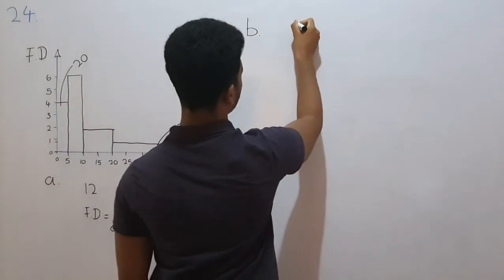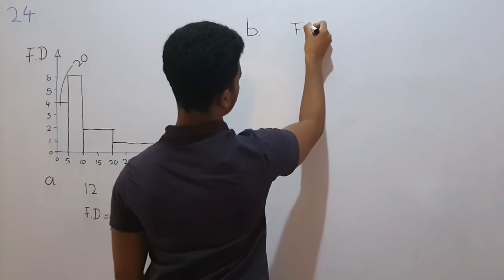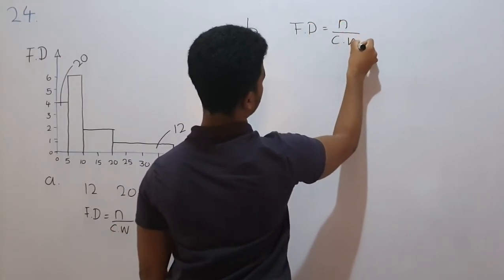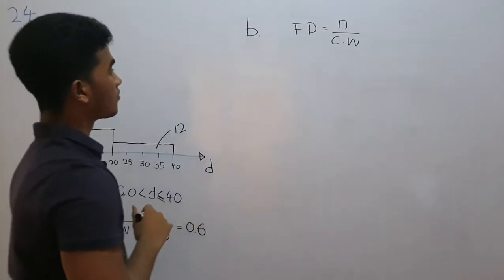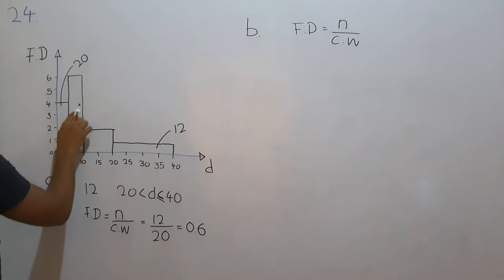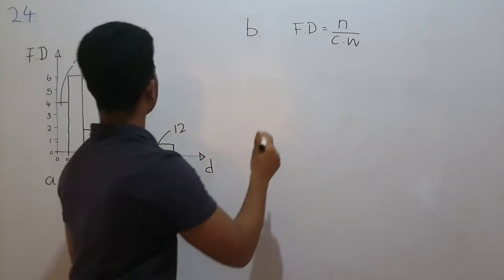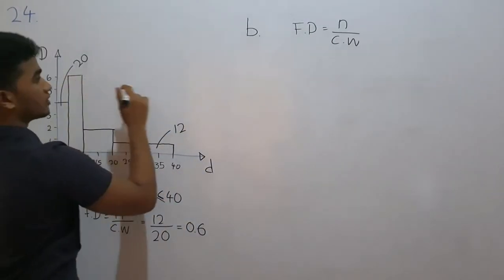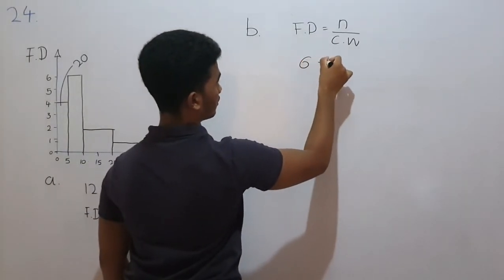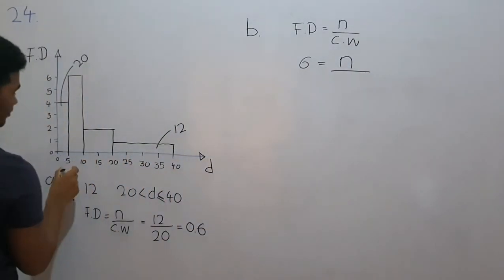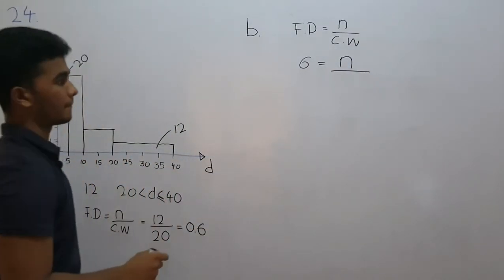So frequency density equals number over the class width. First, we'll take the longer period. So the frequency density is 6. 6 equals the number we should get, number divided by the class width, 10 minus 5, that is 5.